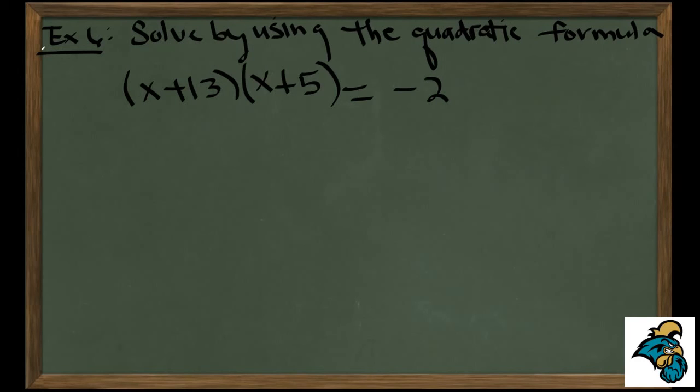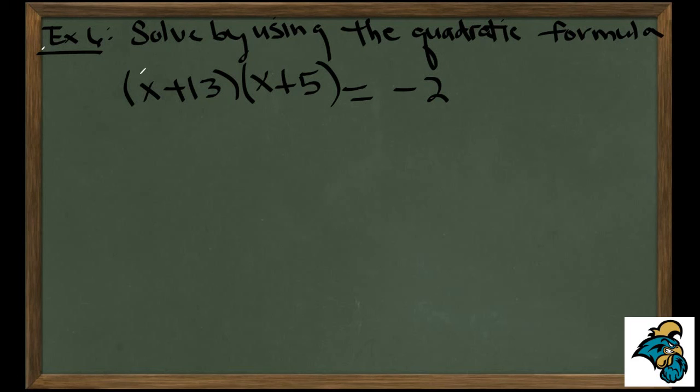Example 6. We're going to solve x plus 13 times the quantity x plus 5 is equal to negative 2 by using the quadratic formula. Well, first we have to get it into the right form, which remember is ax squared plus bx plus c is equal to 0. Obviously, it's not in that form. So on the left-hand side, what we want to do first is we want to go ahead and distribute or FOIL out the x plus 13 times the x plus 5.